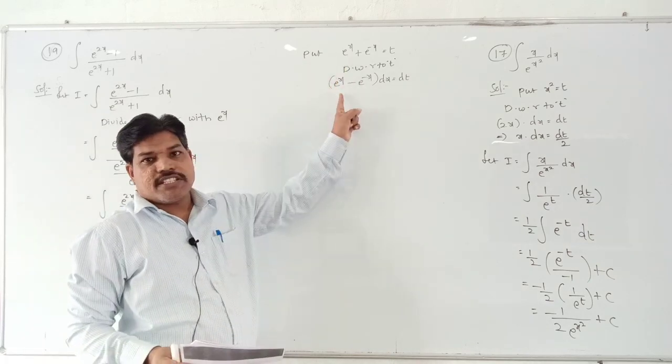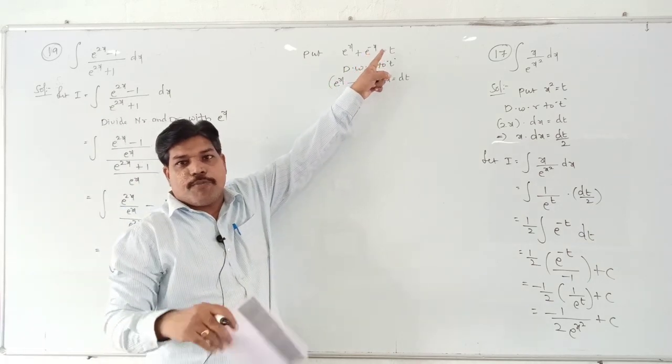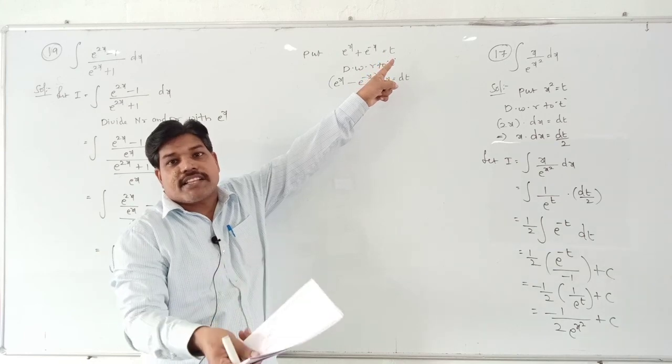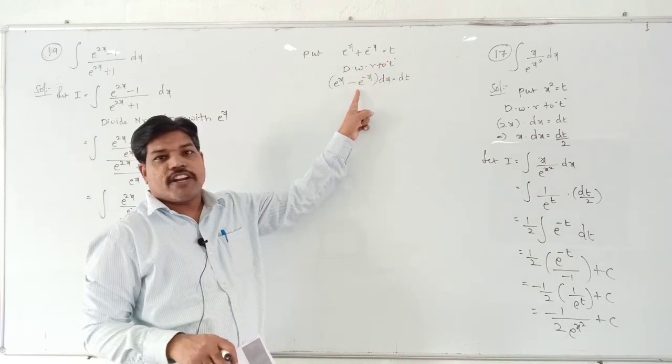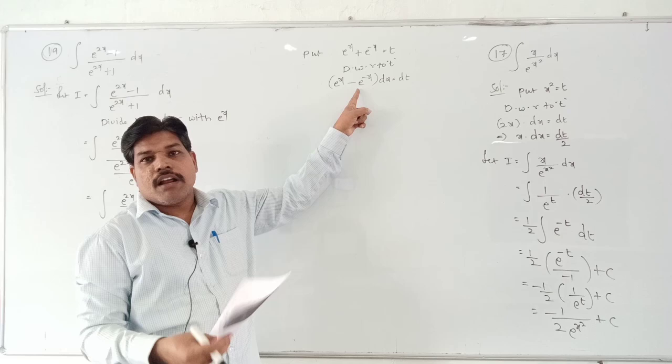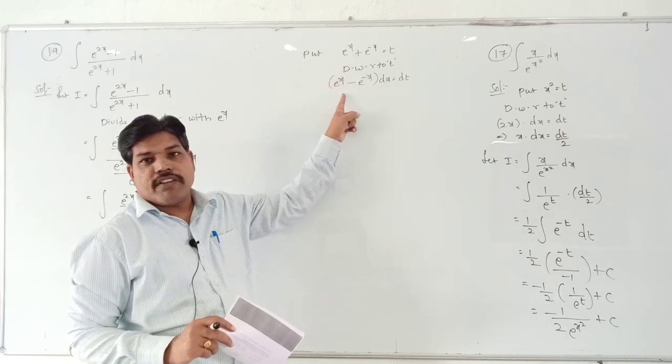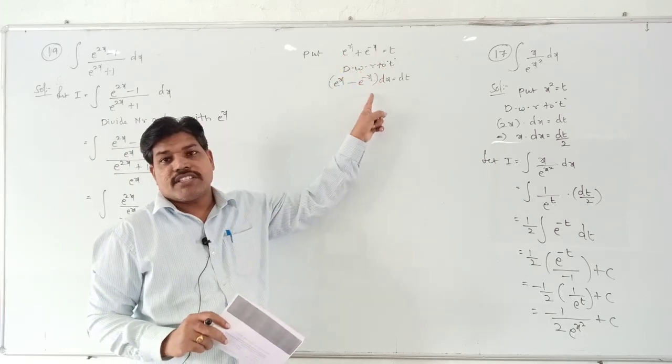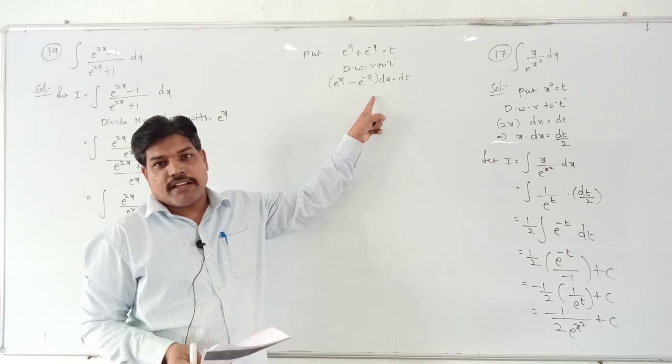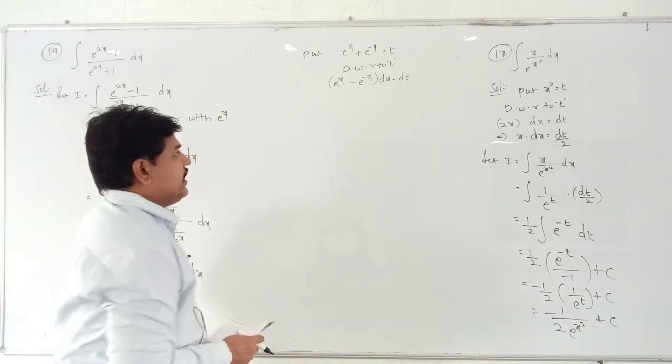The derivative of e^x is e^x. The derivative of e^(-x) is e^(-x) into the derivative of -x, which is -1. So that's why it will become -e^(-x). The derivative of e^x is e^x, the derivative of e^(-x) is -e^(-x), into dx is equal to dt.